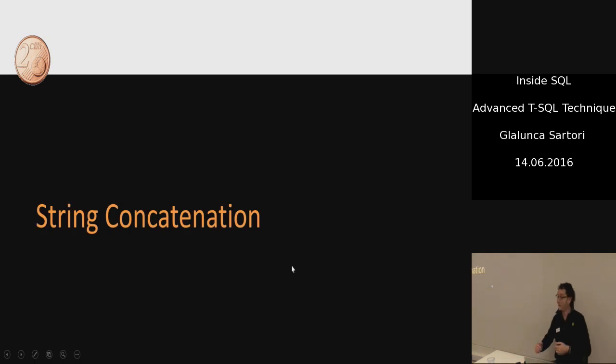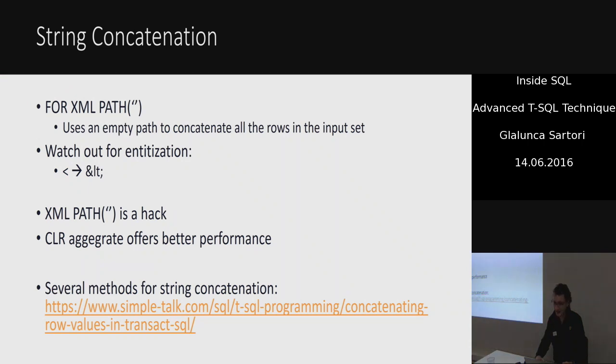Okay, the opposite problem, so concatenating strings, is pretty famous again. You could use FOR XML PATH to concatenate strings over multiple rows. It's a hack. It produces an XML document, and you just have to query that to get the results of the concatenation. Again, we have several methods for string concatenation, and the best method is using a CLR aggregate.